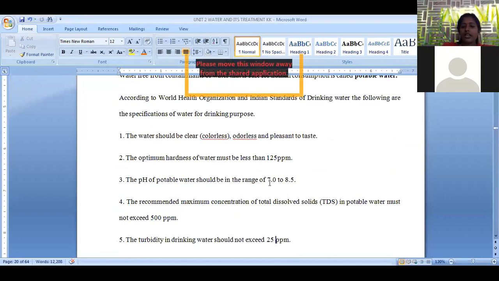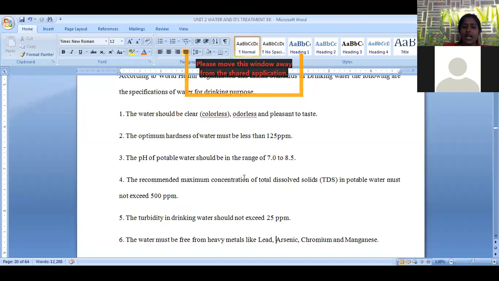pH should be in the range of 7 to 8.5. That is nothing but water should be in a neutral medium. It should not be acidic, and it should not be basic. Even slightly basic conditions are permissible, but not acidic conditions. The recommended maximum concentration of total dissolved solids, simply indicated as TDS, should not exceed 500 ppm. Dissolved solids, any kind of salts or minerals present in the water, should not exceed 500 ppm, then only it is fit for drinking.